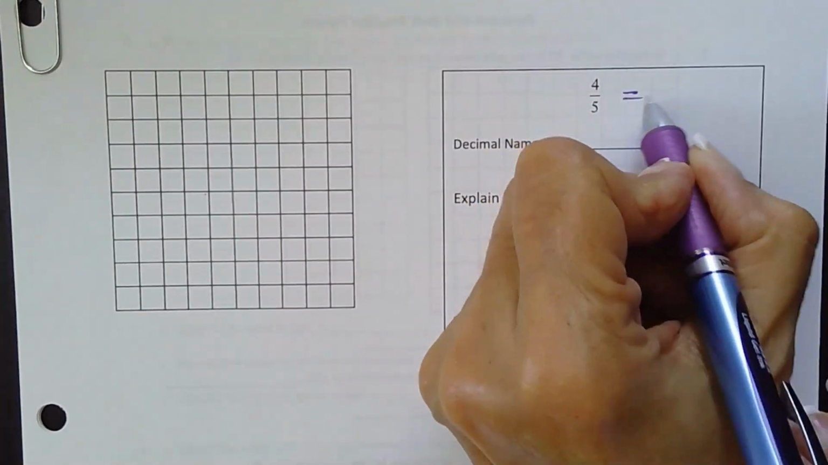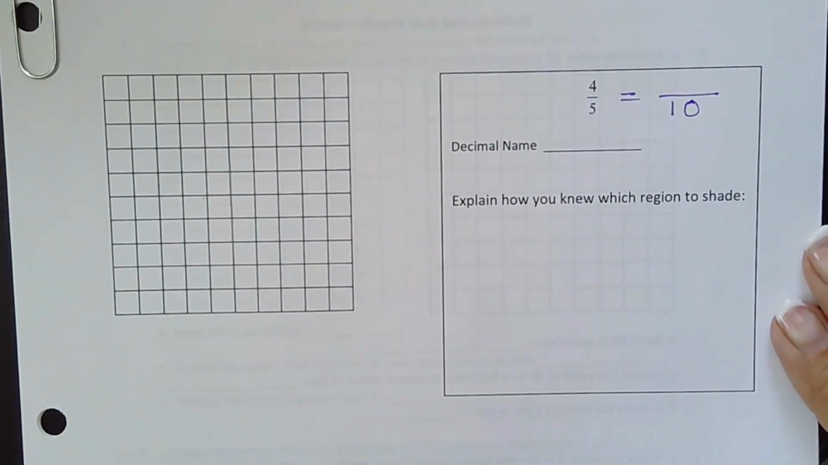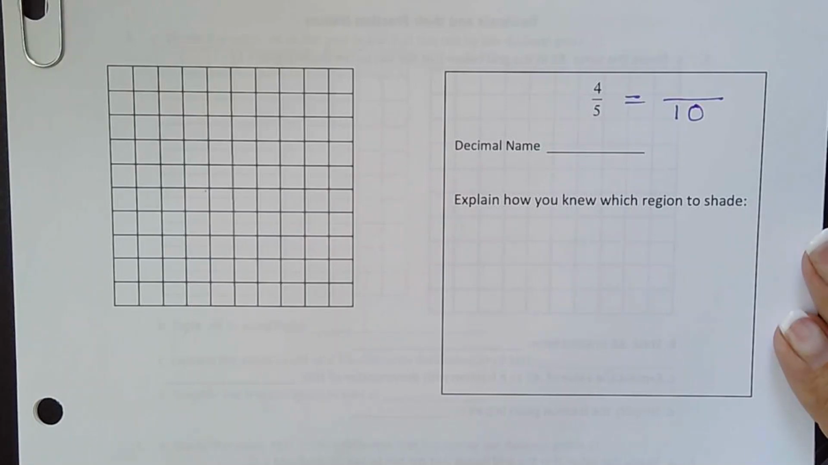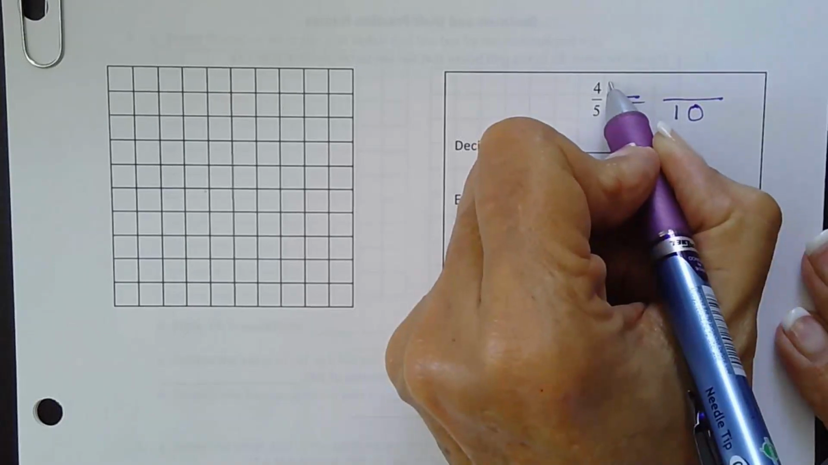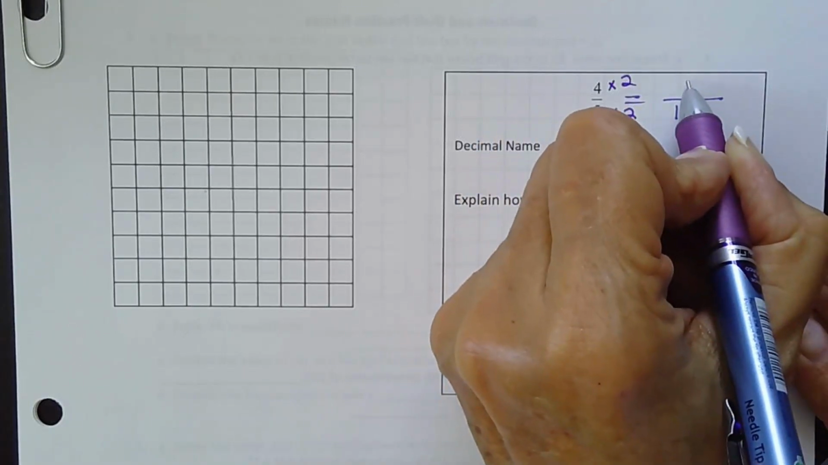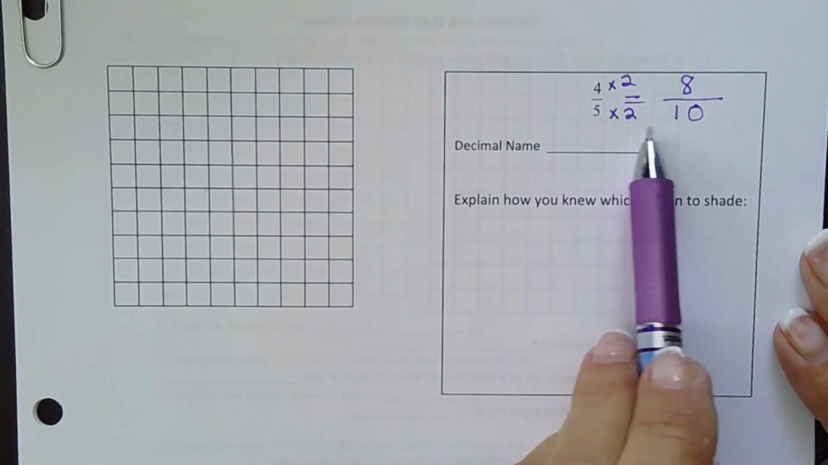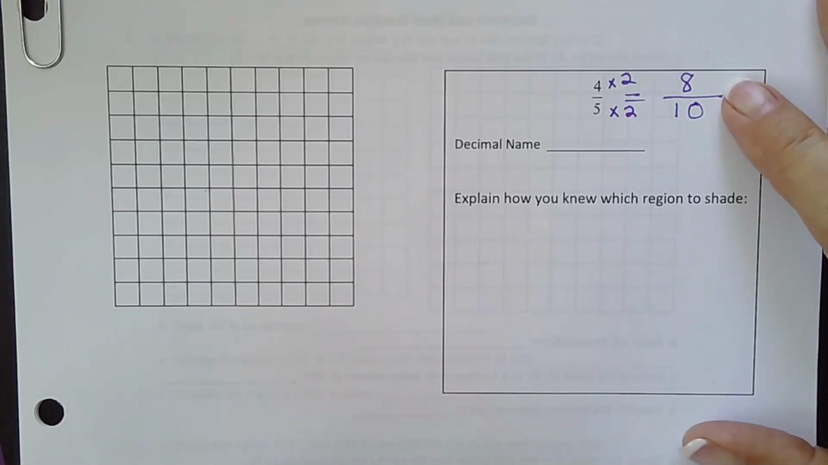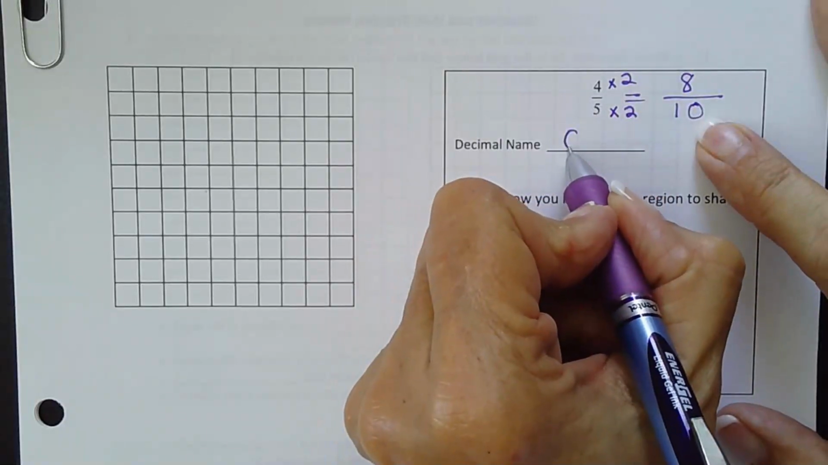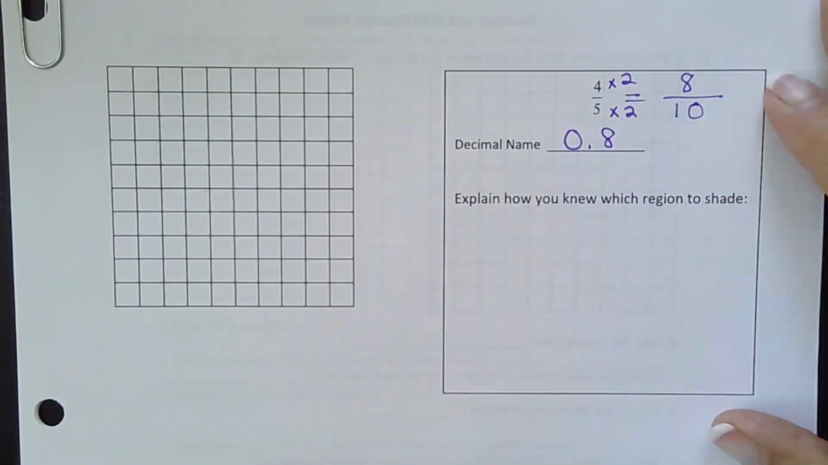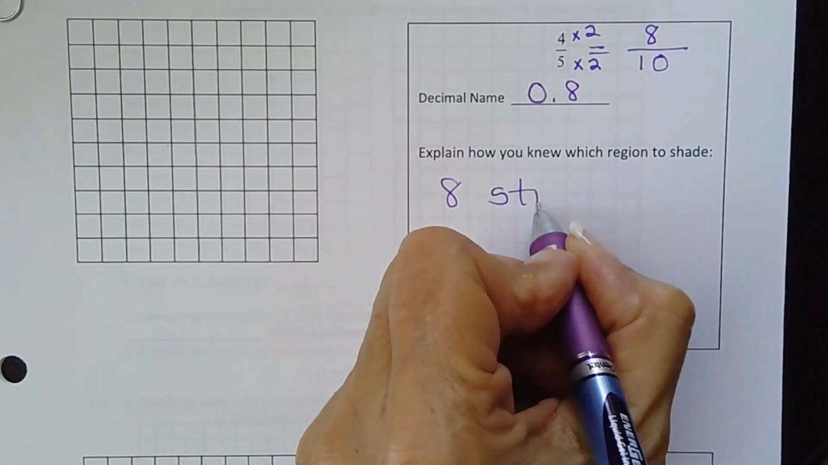So this one, 5 goes into 10. Could I have put it in 100? Yeah, but I like smaller. Smaller's better when we're doing math. So I'm going to multiply both of these by 2. So 4 times 2 is 8. 5 times 2 is 10. So that tells me 8 strips. Tenths place only has one decimal, so that would be 0.8. And this would be 8 strips.